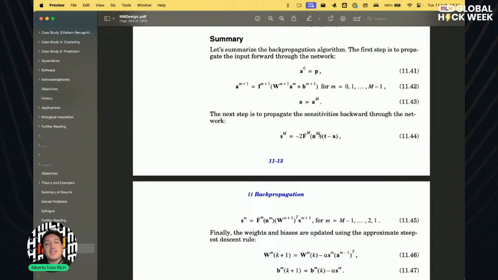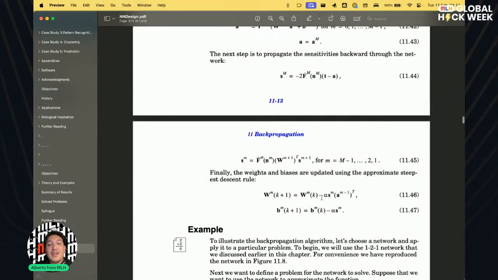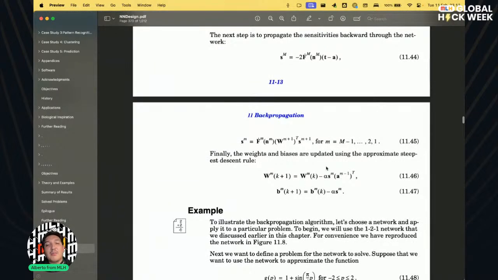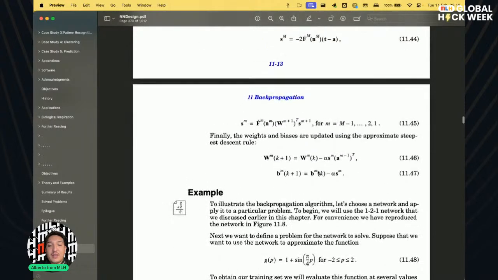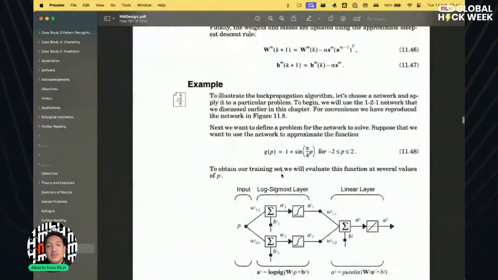The error is really easy to calculate. It's just the expected output minus the real output. And for the rest, we have the derivative of the transfer function times the output of the layer times the weight matrix times S. That's just it. Finally, they mention again the values for updating the weights and the biases. This is an example, but let's start applying these.